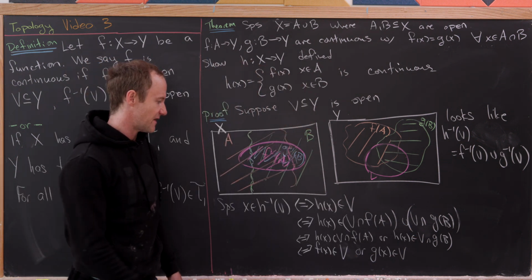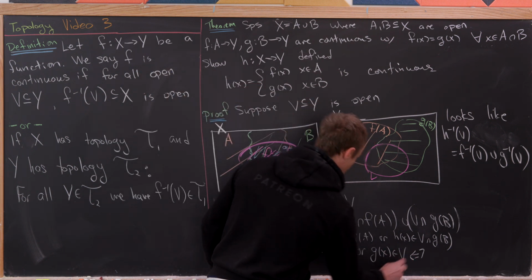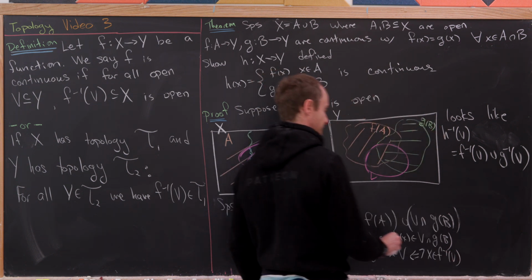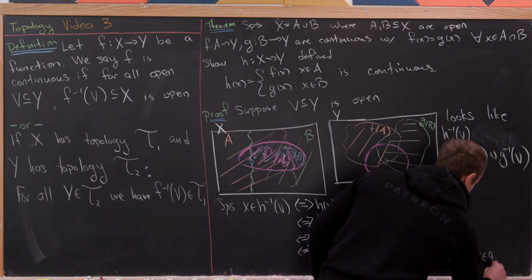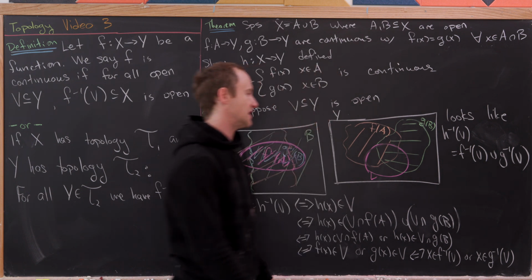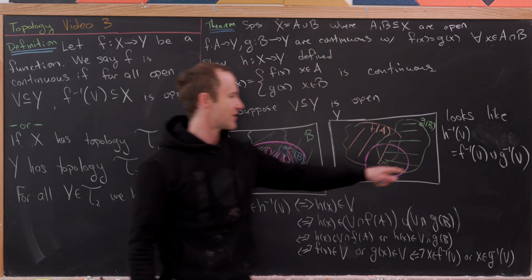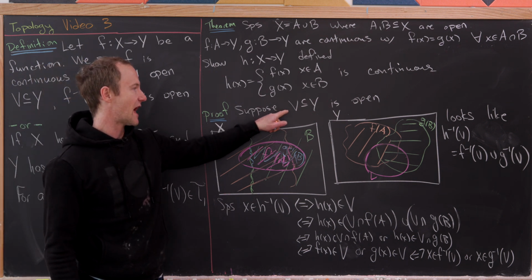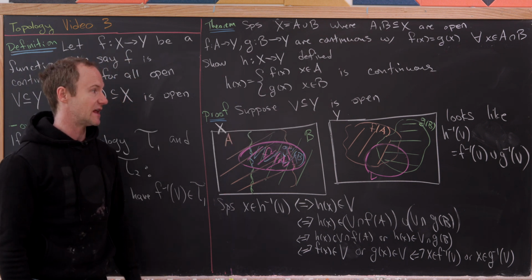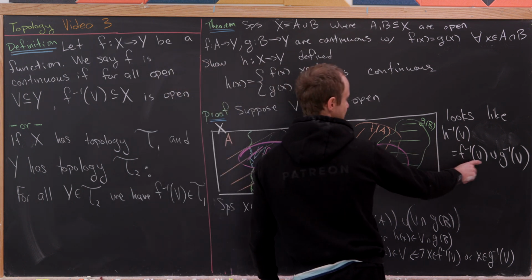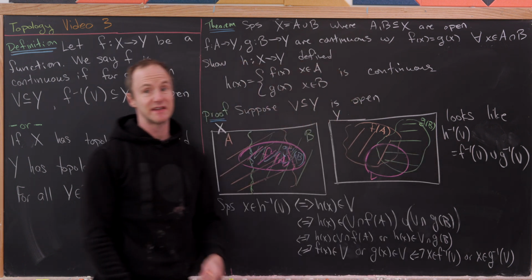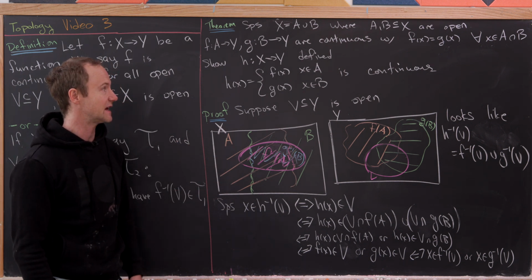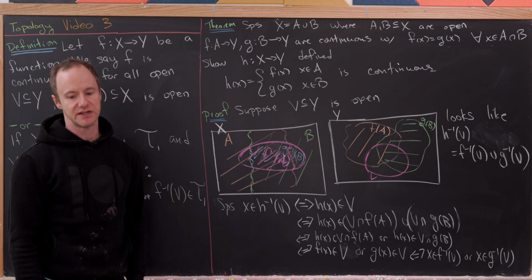But now observe, that's equivalent to X being inside of the pre-image of V under F, or X being inside of the pre-image of V under G. But then we can push that OR statement together into this union. But that's essentially all we have to do, because we've got V is an open set in Y, and then H inverse of V is, well, notice it's the union of two things that we know to be open sets because both of those are continuous functions, meaning that our function H is indeed a continuous function.